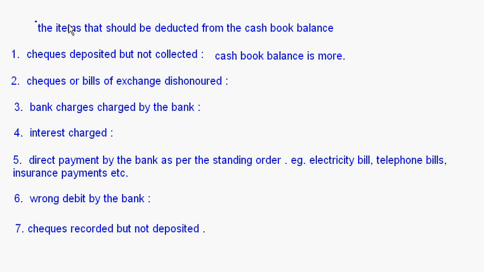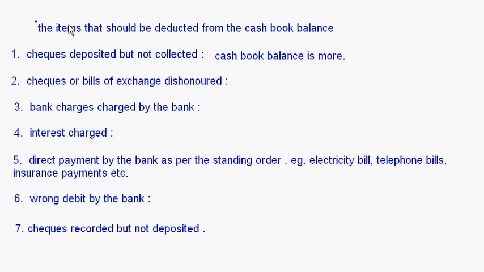Checks deposited but not collected means the checks have been deposited. When you deposit a check, you add it to the cash book because you know you have received the check, right? But the bank will not credit that amount unless that check has been collected. So till the time the check is collected by the bank, the cash book balance is more than the passbook balance, right?